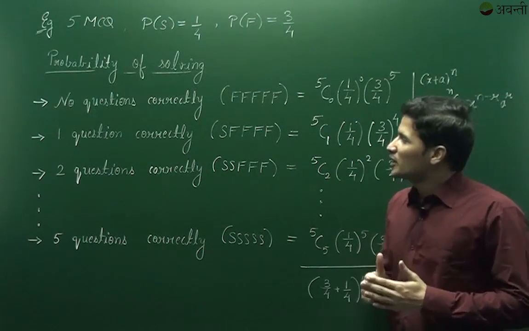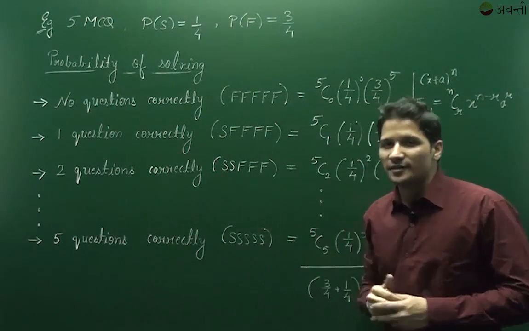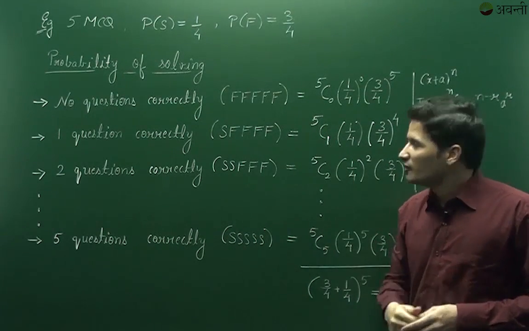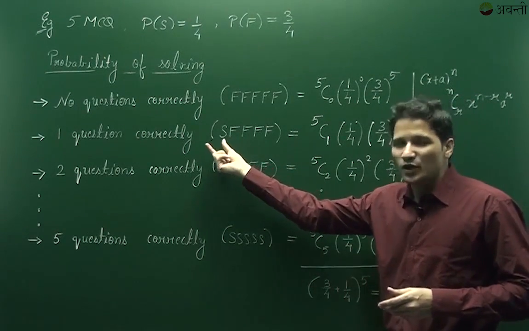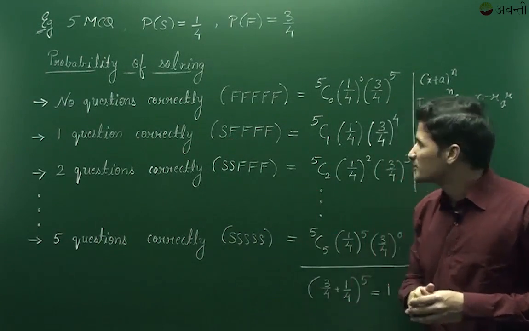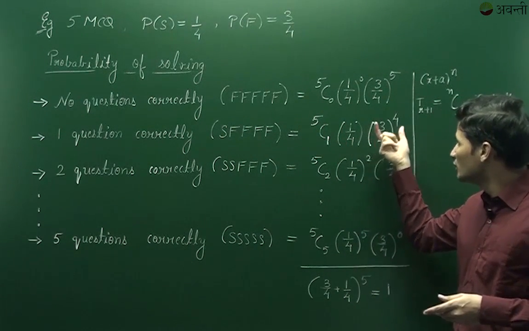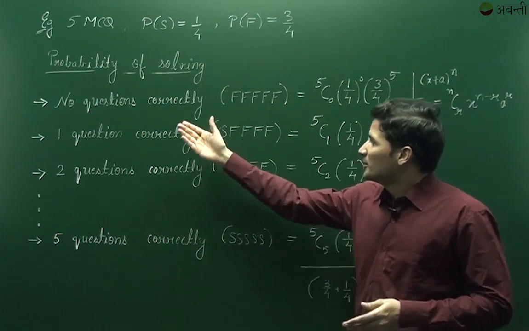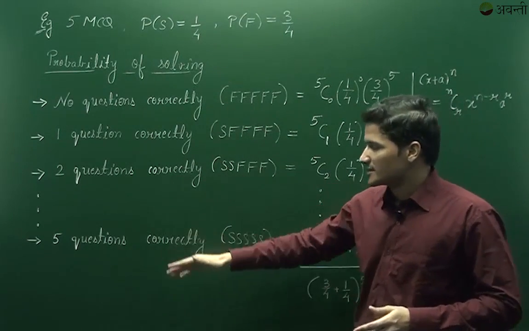Now, similarly, you can also find probability of solving one question correctly. So in 5C1 ways, you can solve one question correctly, and probability will be P of S into P of F raised to power 4. So this becomes 5C1 into (1/4)^1 into (3/4)^4. And similarly, you can find the probability in other remaining 4 cases. So total we have 6 cases here.